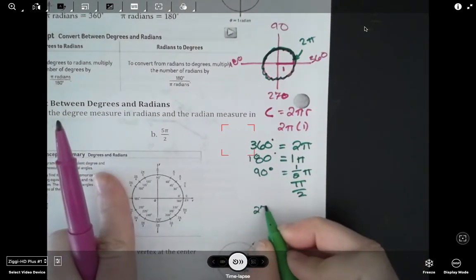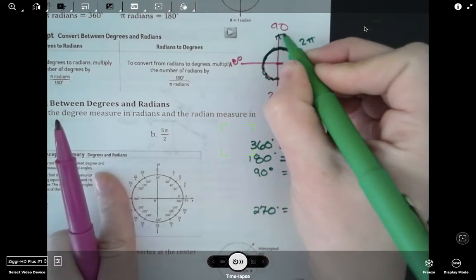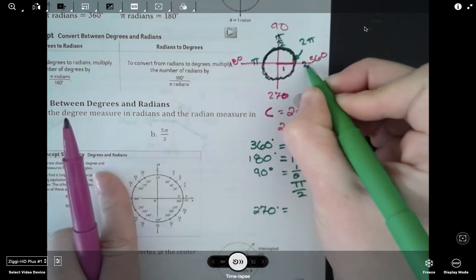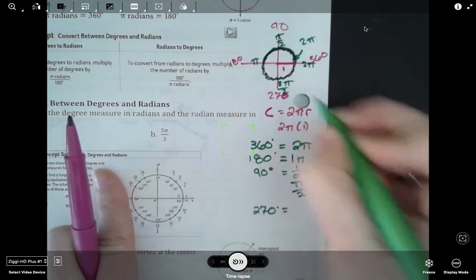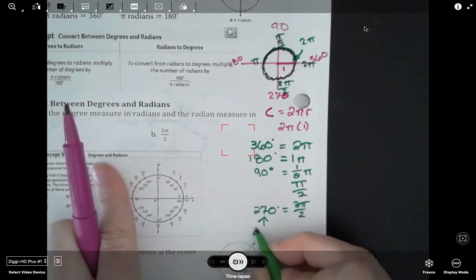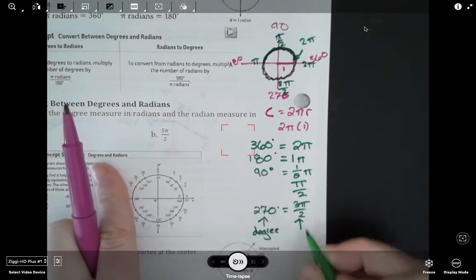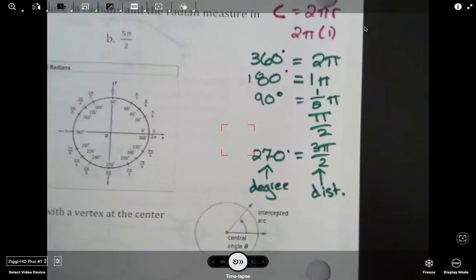Now, what is 270 degrees? If this is pi over 2, or half of a pi, this is a pi, and this is 2 full pi. 1.5 pi, which they'll write as 3 pi over 2. Those are the equivalent markings in radians. It's like one of them is measuring the degrees, and the other is measuring the distance. These are the degrees, and these are the distances. 270 is 3 pi over 2.